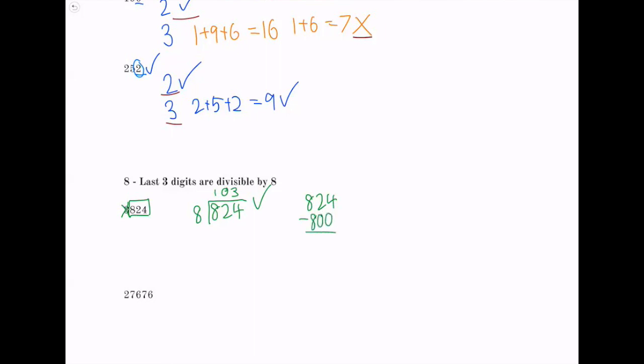Mm-hmm. So then 800 would be 8 times 100. Yeah. 24, is 24 a multiple of 8 or divisible by 8? Yeah, so it's 8 times 3. So that means this number is divisible by 8.